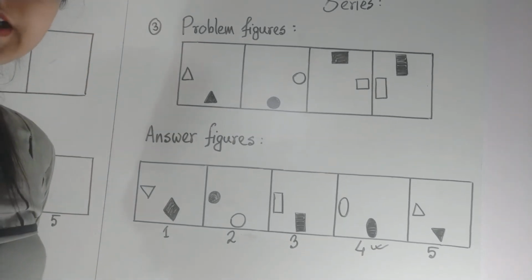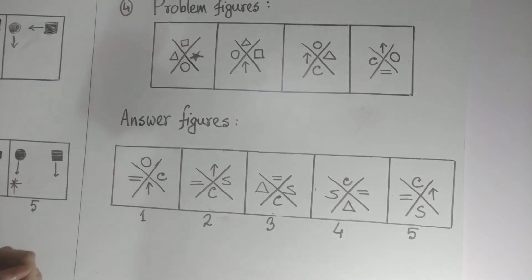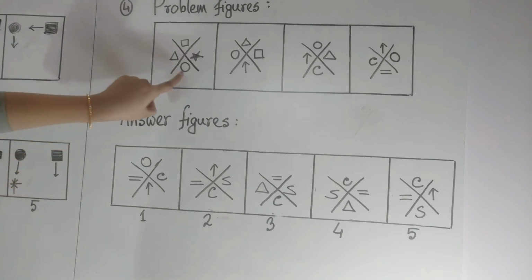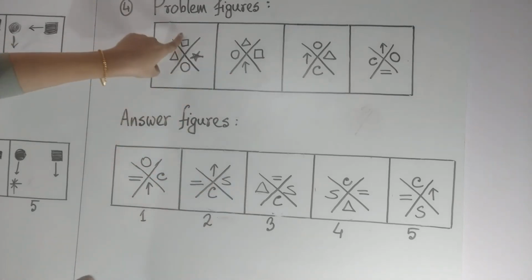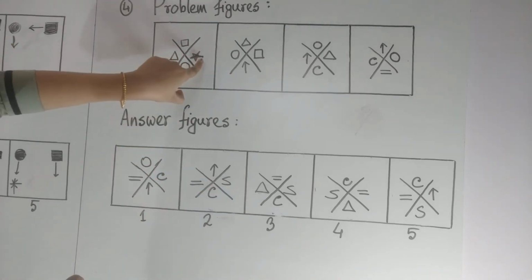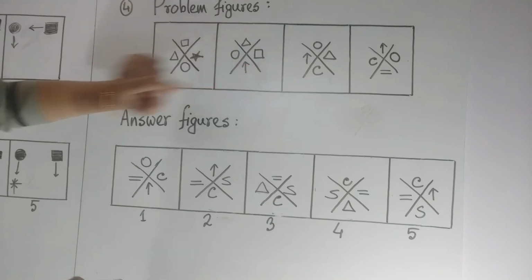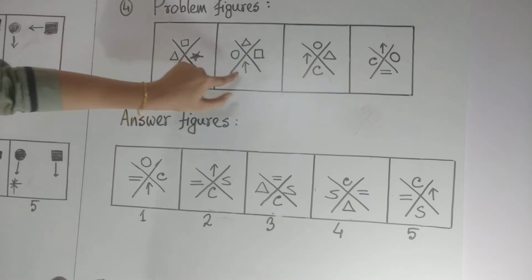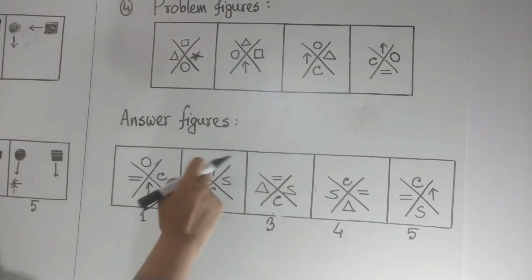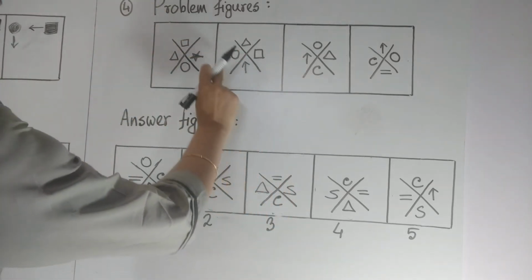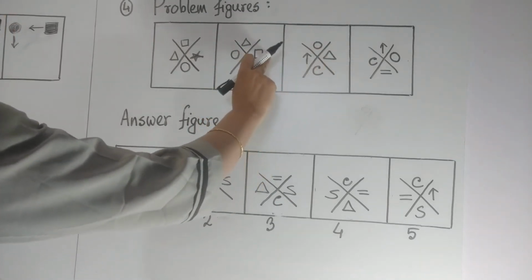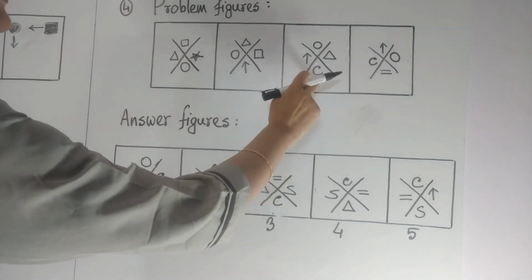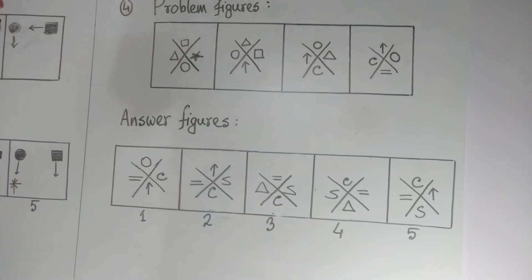Okay. Next. Problem number 4. Here you can see in each figure the elements are rotating in the clockwise direction. Here the circle moves here, triangle moves here. In the next step the square moves here and this element disappears in the next step. Instead a new figure has come here. The same pattern follows here. Also you can check. This one moves here, this one moves here, this one moves here, and this square element disappears. Instead a new element has come here. Okay.